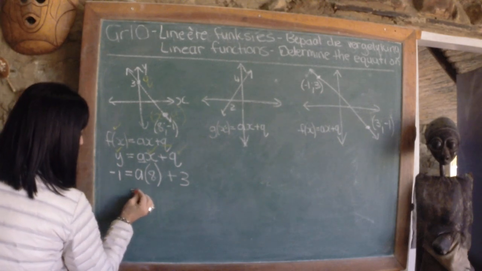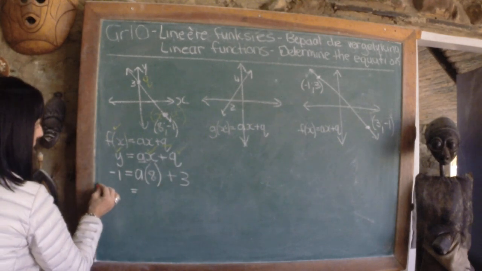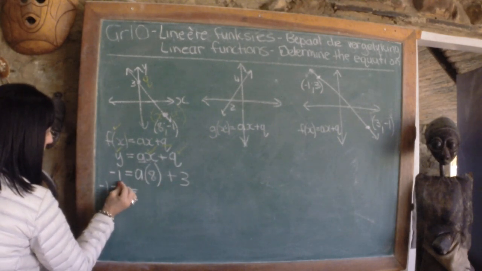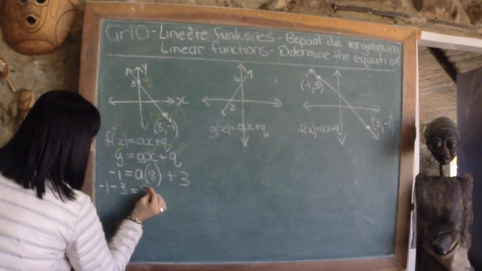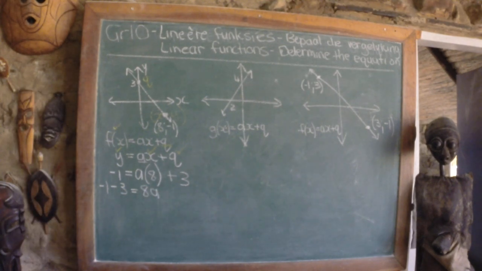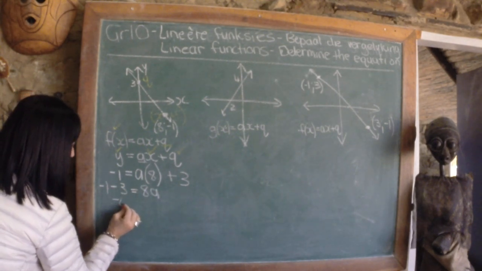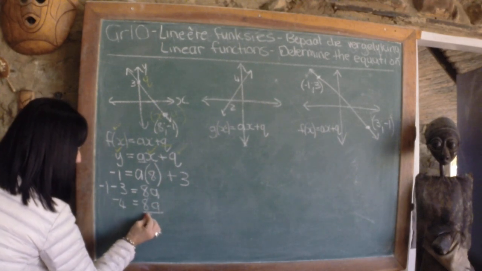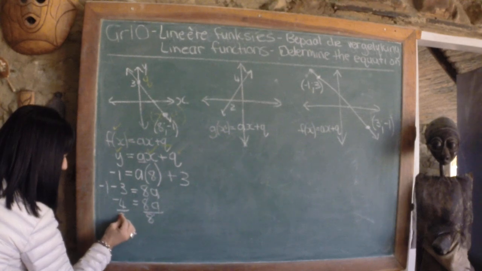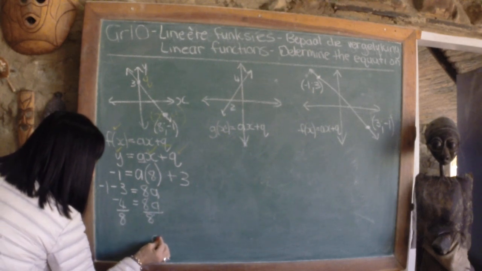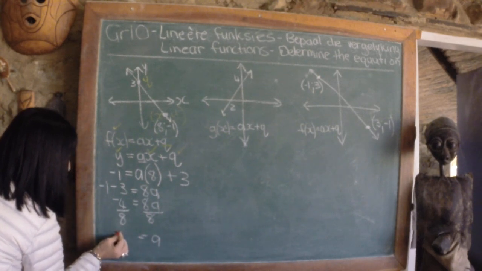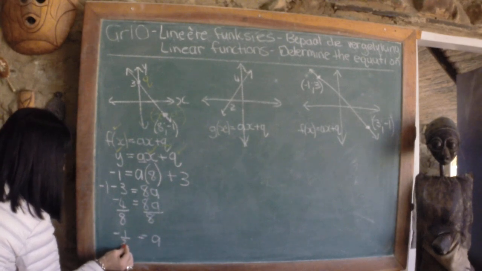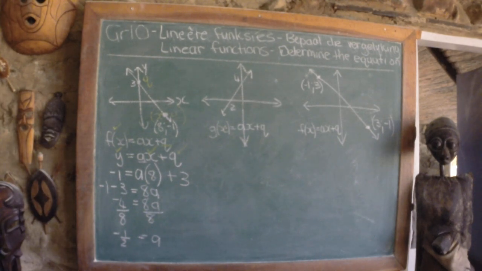Kom ons bring vir 3 oor die is gelyk aan, dan word hy 'n minus 3. So 8 maal a is 8a, and that equals minus 4. So to get your a alone on that side, you divide by 8 on both sides, so a is gelyk aan minus 1/2.